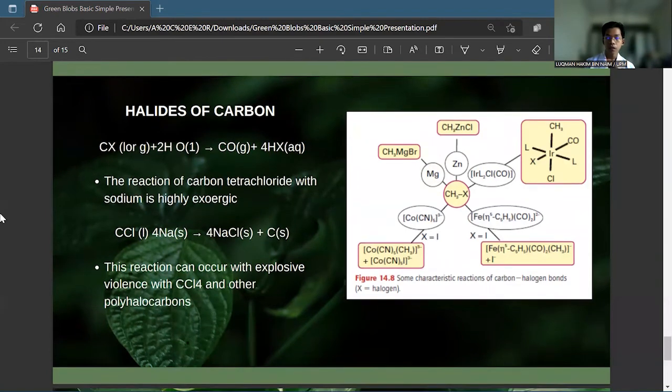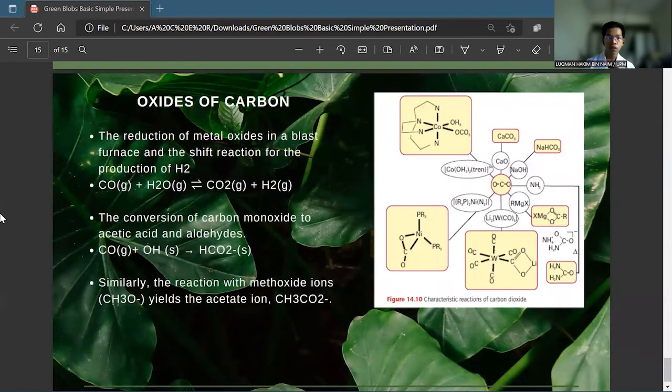For the last one, the oxides of carbon: the reduction of metal oxides in a blast furnace and the water-gas shift reaction for the production of H2. The reaction is CO plus H2O becomes CO2 plus H2. But this is not a complete reaction. It only occurs halfway, or maybe less is produced.